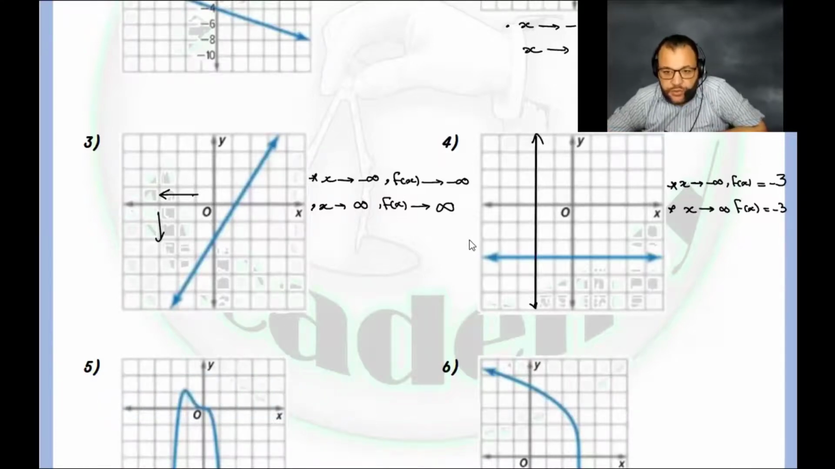Is this line a function or not a function? Is the graph a function or not? Why not a function? Because if you draw a vertical line, it will intersect this line at an infinite number of points, which belong to the line.